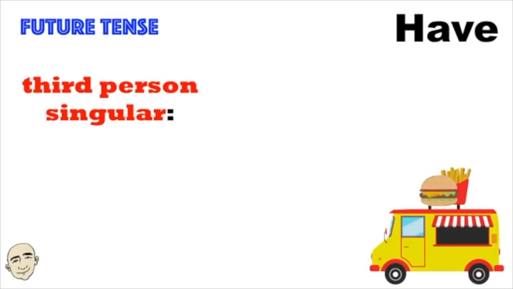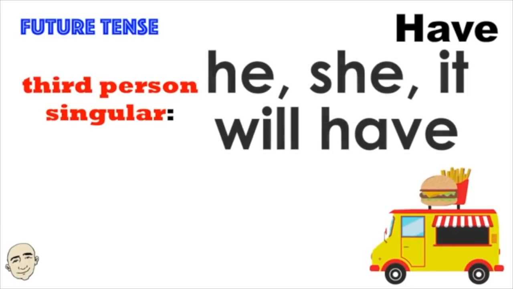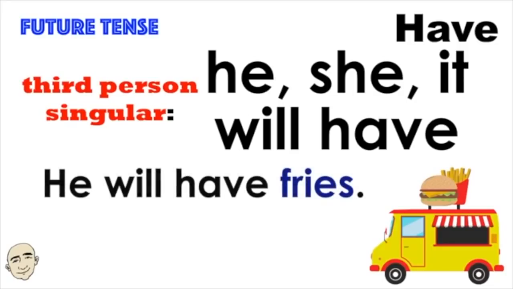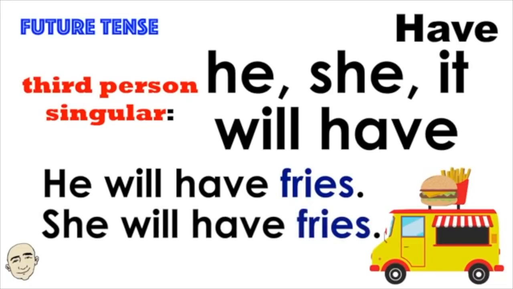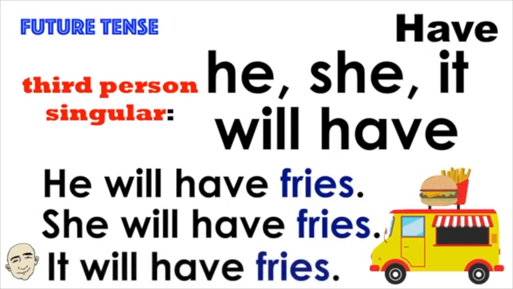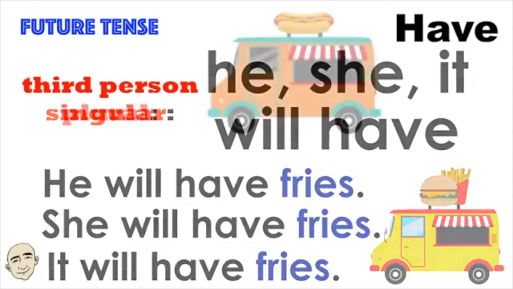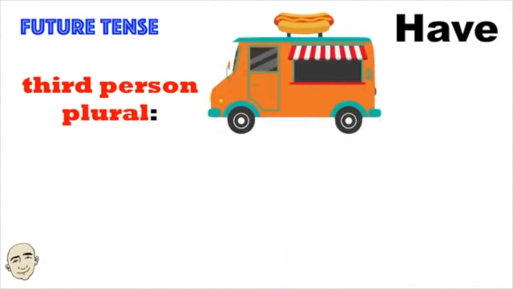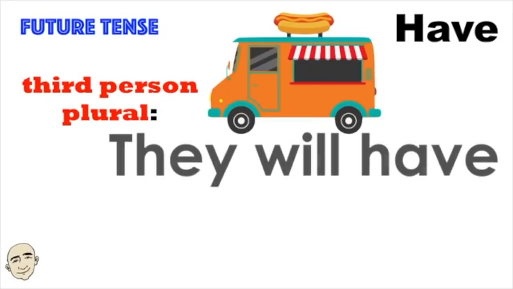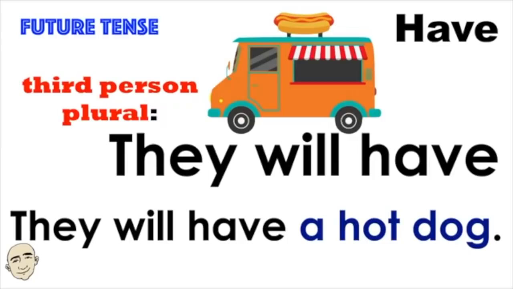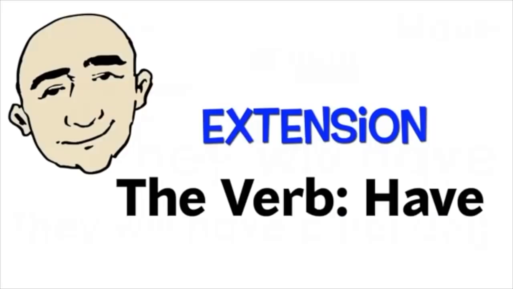Third person singular. He will have, she will have, it will have. He will have fries. She will have fries. It will have fries. Third person plural. They will have a hot dog. Extension.